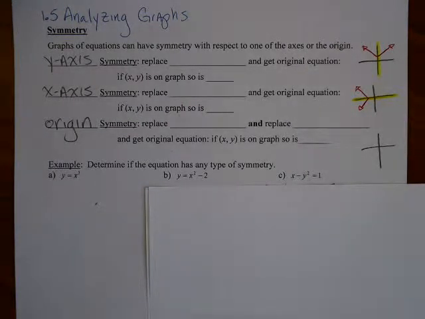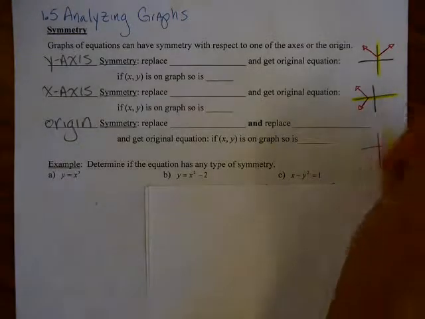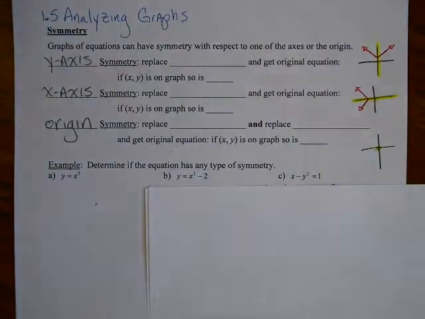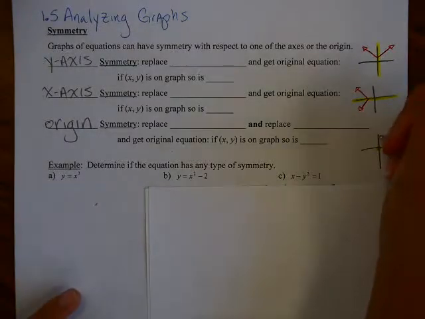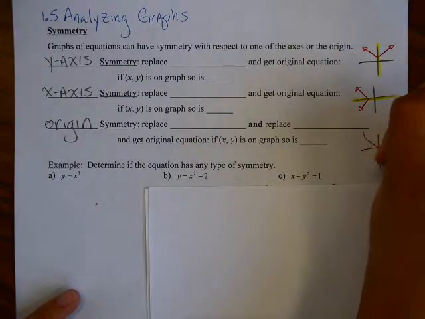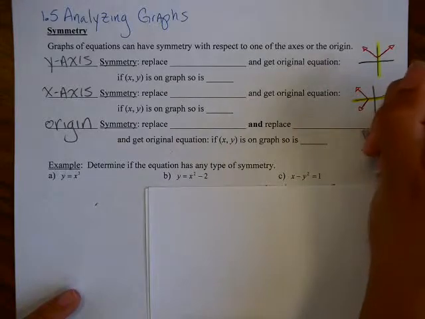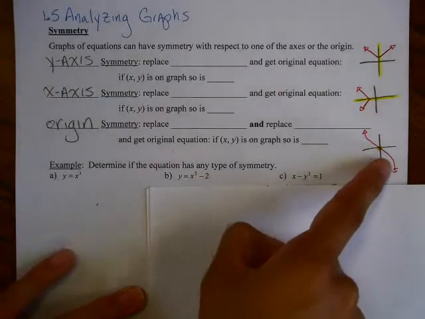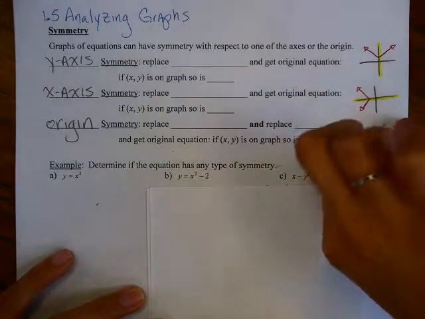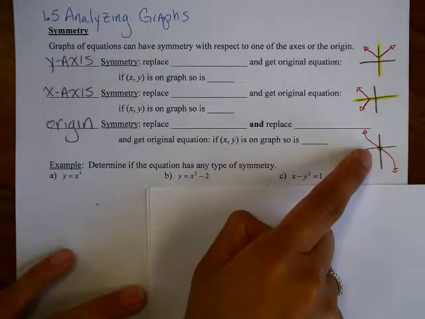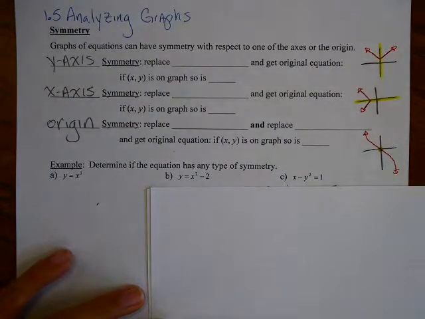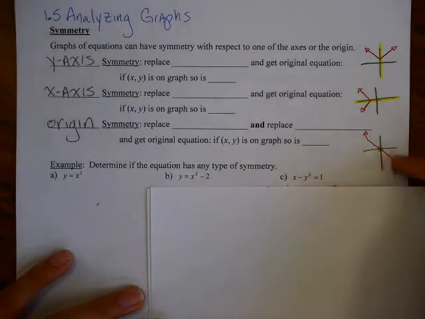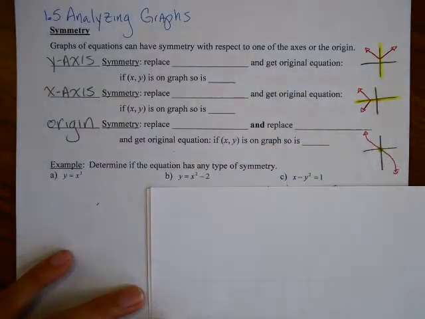Now the third one is origin. Origin's a little funny because that's just a point, and you can't fold on a point. But a graph with the origin symmetry would be one like this. Now I see here a rotational symmetry. If you pick up one piece and rotate it around 180 degrees, it would land here. Another way to think of it is two reflections. Take a bottom portion, rotate it over the x-axis and over the y-axis, and then they match up.